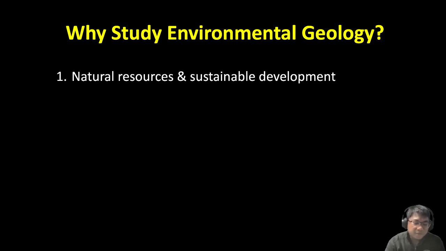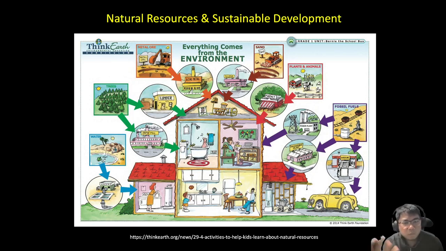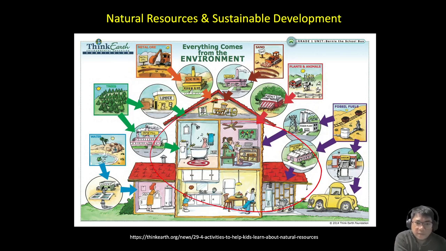Okay, the very first reason is obviously about the natural resources and sustainable development. Okay, when we say natural resources, this would include every single thing that humans exploit from the earth. Okay, so for example, I think this picture gives you a very good summary right here. This is a house right there, and within a household like this, there's a lot of things that have been created or have been produced from Earth's materials.